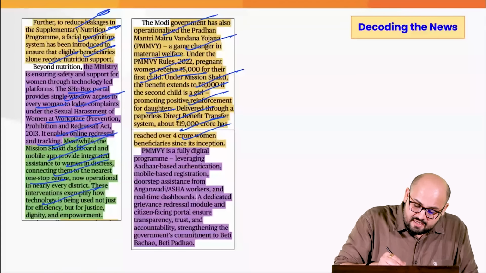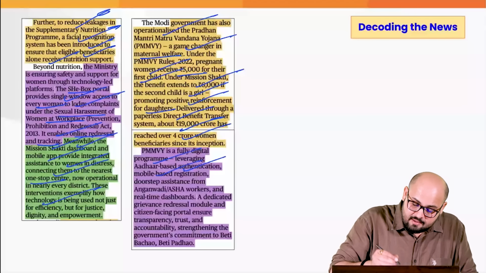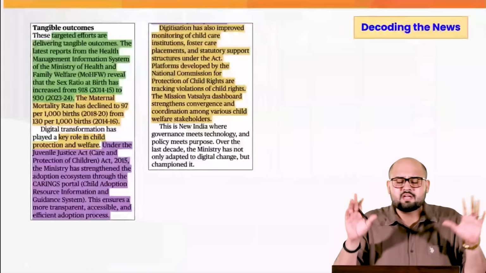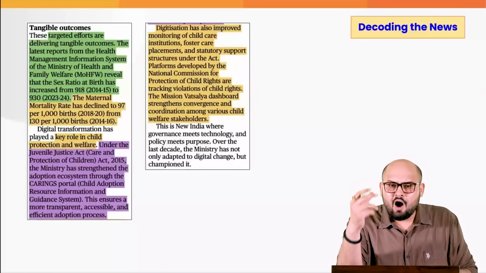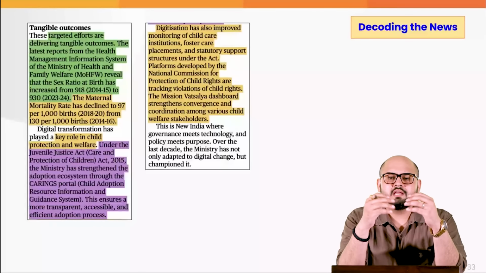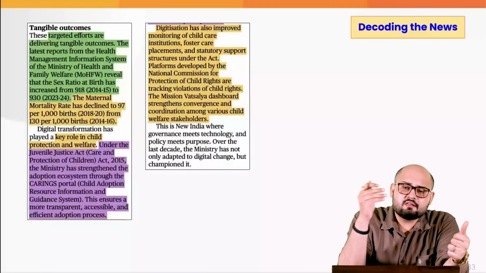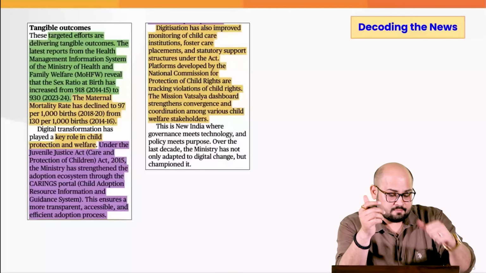This particular scheme is a fully digital program leveraging Aadhaar-based authentication, mobile-based registration, doorstep assistance from Anganwadi or Asha workers, and real-time dashboards. A dedicated grievance redressal module and citizen-facing portal ensure transparency, trust, and accountability, strengthening the government's commitment to Beti Bachao, Beti Padhao. The overall objective is to infuse technology. Let's say there's a question on e-governance, or how the government is integrating technology in order to enhance the quality of service delivery. Quote these things. That is the reason we are providing them, right? Quote these instances so as to make your answer more credible.